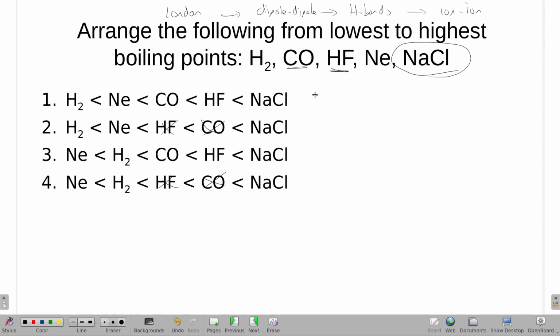Now what type of force would they put in? Are they both London? Yeah, they pretty much are. Hydrogen-hydrogen is a nonpolar bond. Neon is just a noble gas. The only thing those are going to do to create their attraction is those London dispersion forces. All right, but how do we tell them apart? It really is just the molecular weight. Hydrogen being the smallest is going to have the lowest boiling point.